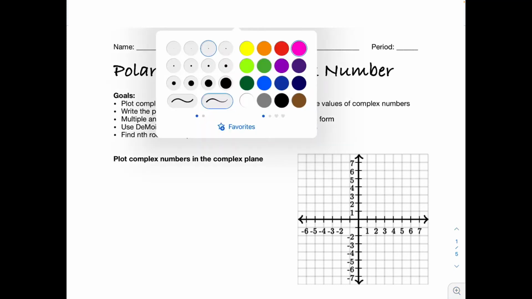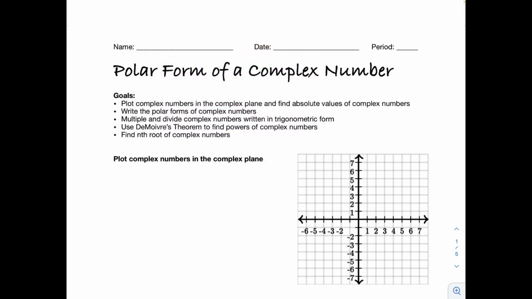Okay, today we're going to look at our last section in the polar unit, which is the polar form of complex numbers. So first thing we're going to look at is plotting complex numbers on the complex plane. Now the complex plane is very similar to the rectangular plane, except that the horizontal axis is the real axis and the vertical axis is the imaginary axis, labeled Im and Re.